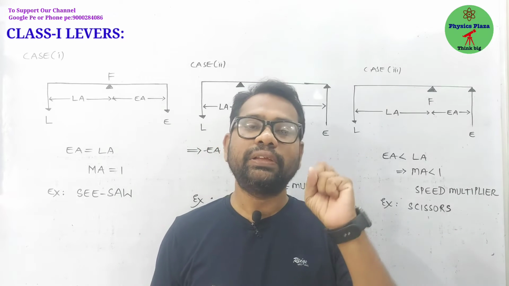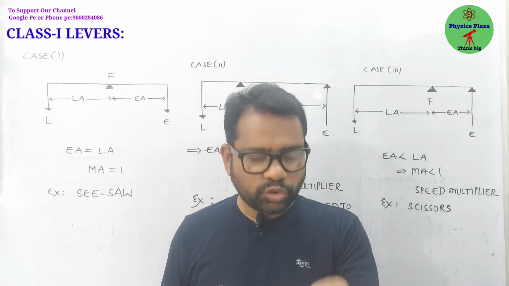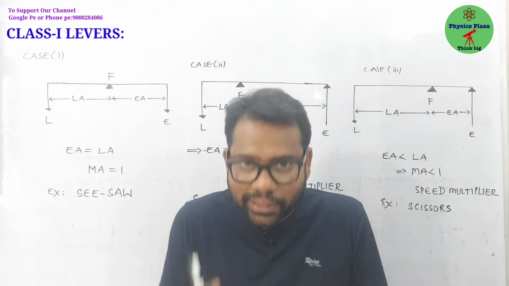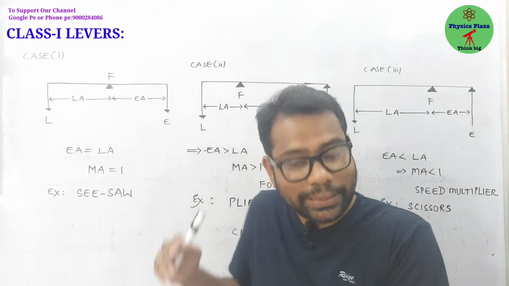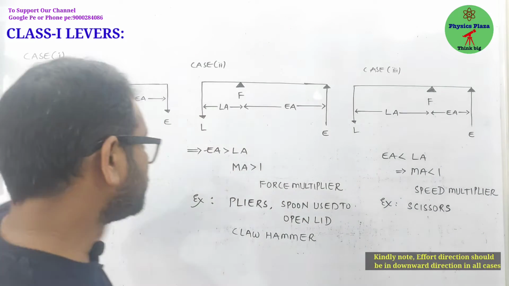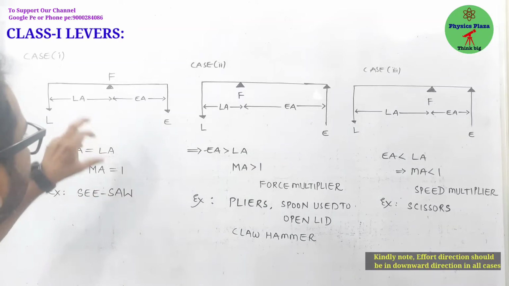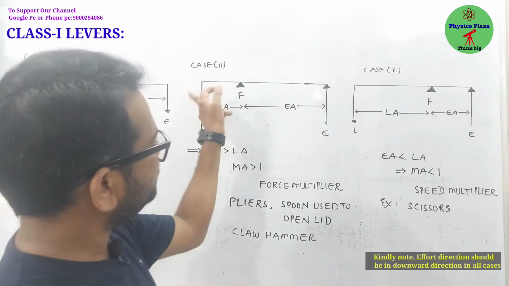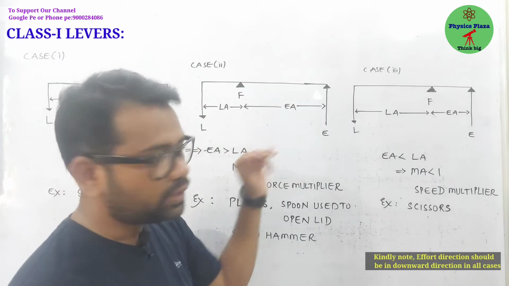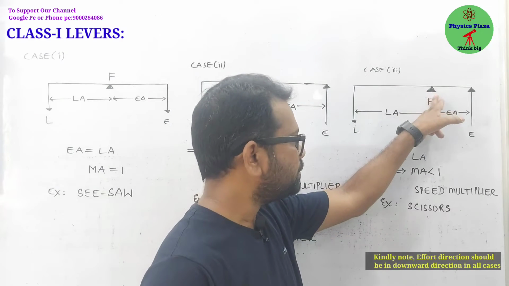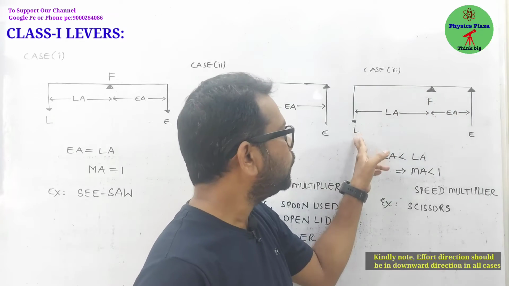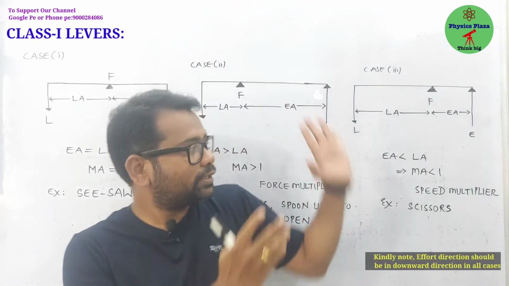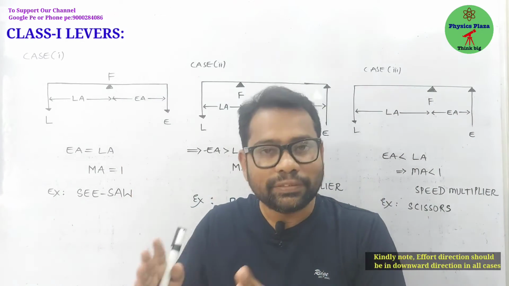Children, under class 1 lever, actually, we have three cases. So why do we have three cases? You will understand at the end of the discussion. So children, here you can see three figures. Here the fulcrum is in the middle, load and effort are on either side. Here also the fulcrum is in between, and here also the fulcrum is in the middle. So these three are class 1 levers only.